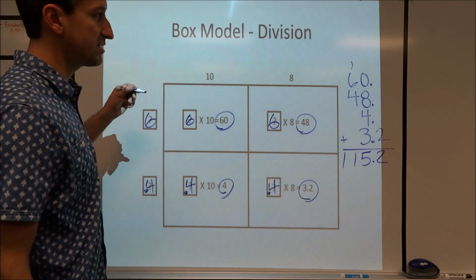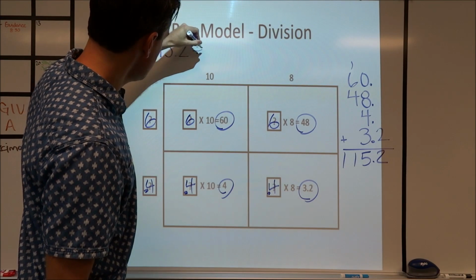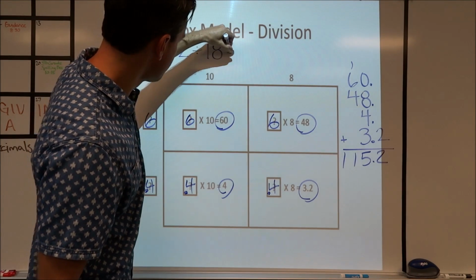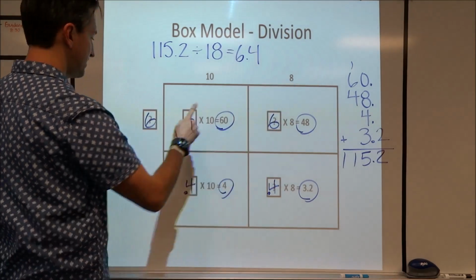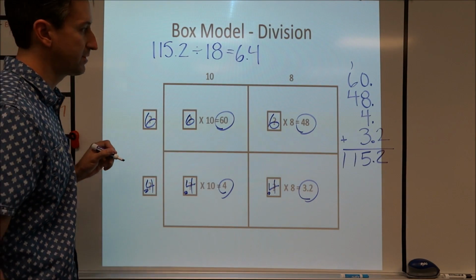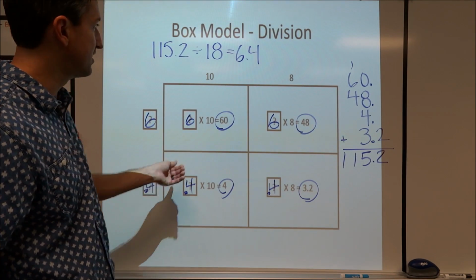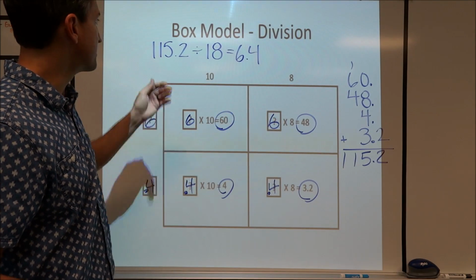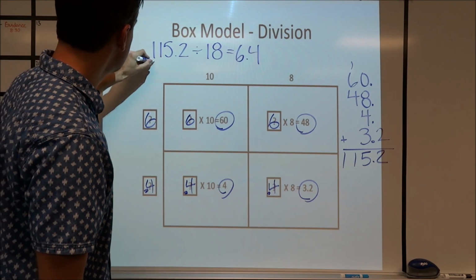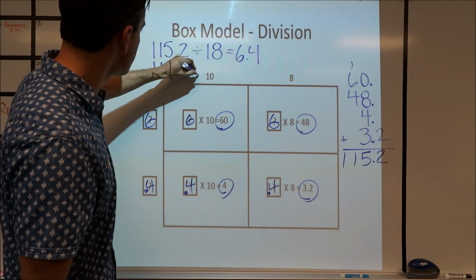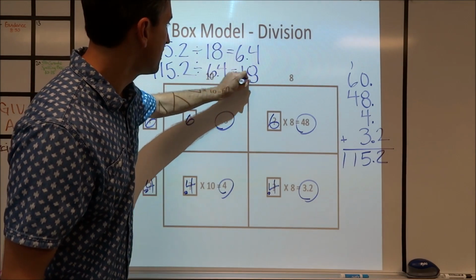So a division problem that this could represent is 115 2/10 divided by 18 equals 6 4/10. So we have 18 here and 6 4/10 here. You have to think about division like backwards multiplication. And this multiplication problem would be 6 4/10 times 18 equals 115 2/10. Another division problem that this could represent would be 115 and 2/10 divided by 6 and 4/10 equals 18.